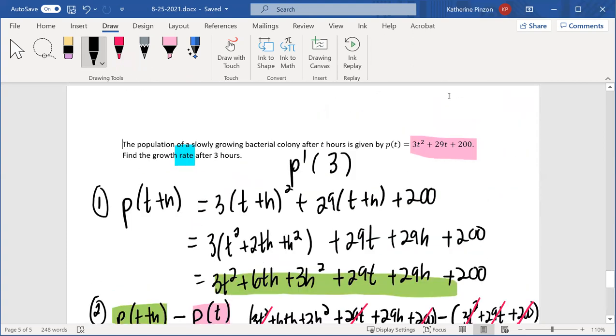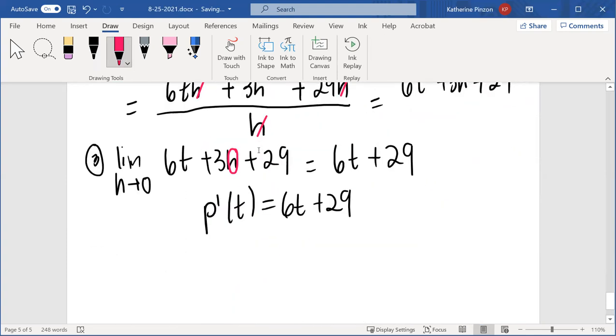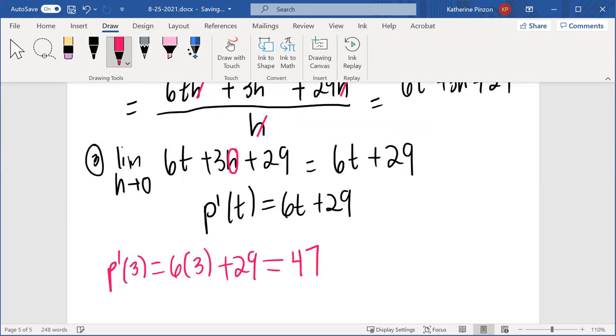Okay, up here it said, find the growth rate after 3 hours. So we said we should find the derivative and plug in 3. So I'm going to take 3 and plug it into this function. P prime of 3 is 6 times 3 plus 29. 18 plus 29 is 47.